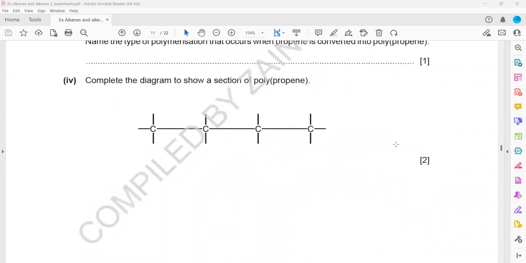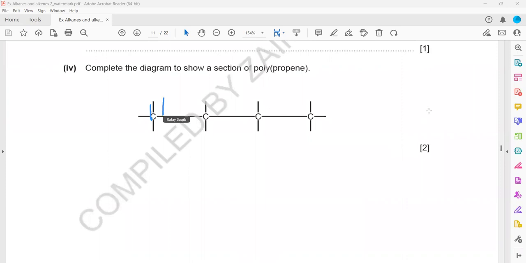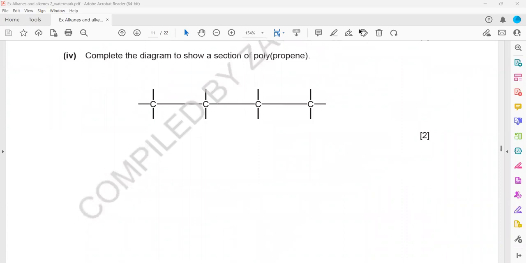Now we have to complete a diagram for the section of the polymer. Just a minute, Rafi, one thing I want to explain, then you can annotate. So first, how to draw a polymer? First, propene is there. So prop means 3 carbon and there's a double bond. This is propene. So this will be CH3, this will be CH and this will be CH2. Whenever you have a monomer, the first thing you do is rearrange the structure.